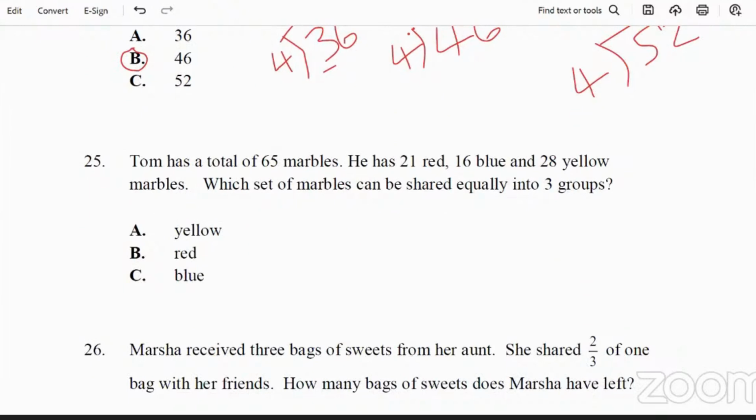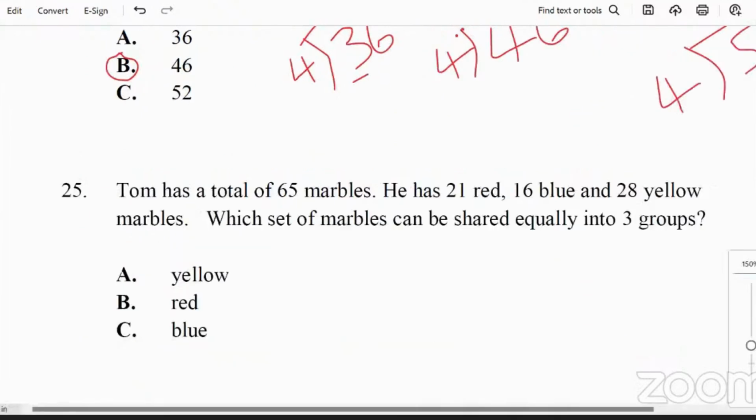Question 25. Let's make this a little bit bigger. Tom has a total of 65 marbles. He has 21 red, 16 blue, and 28 yellow marbles. Which set of marbles can be shared equally into 3 groups? Again, division question, guys.